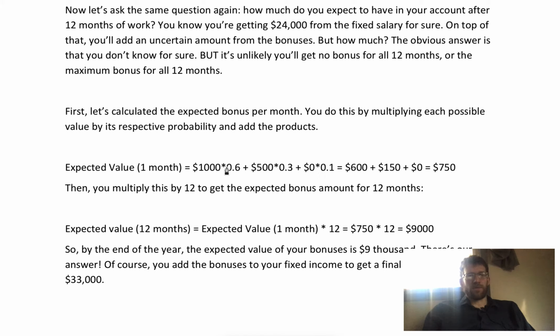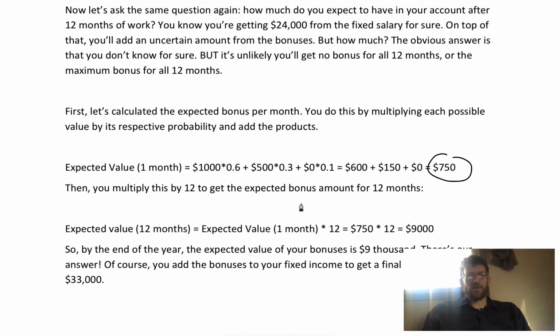If you crunch the numbers there, that means we have 600 plus 150 plus 0, which is 750. So you'd expect every month, on average, to get about $750 in bonuses. Sometimes you might have 3 months in a row where you get 0. You might have 3 months in a row where you each get 1,000. But overall, assuming your probabilities are correct, you'd expect $750 if you did this an infinite number of times. You get $750 per month in addition as a bonus.